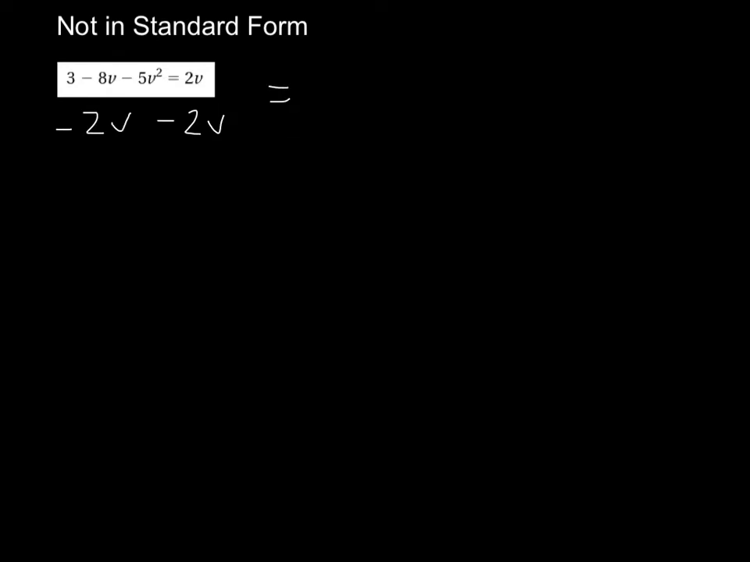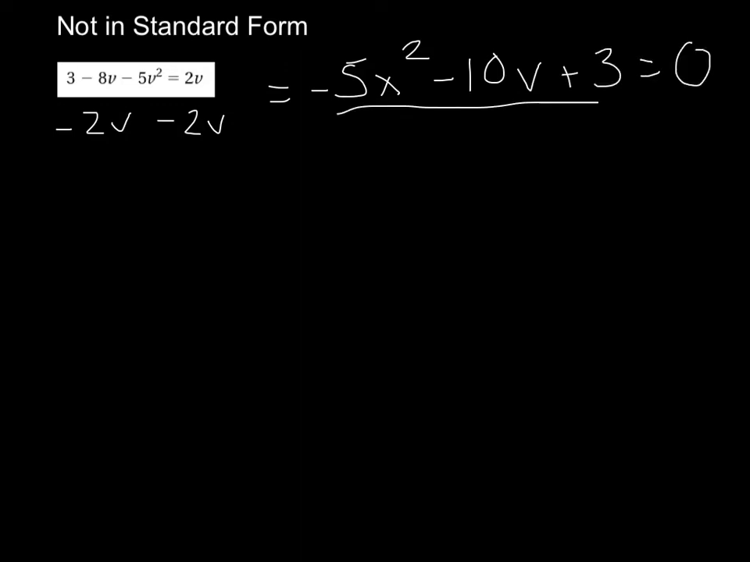So this would leave us with, I'm just going to rearrange this and put the quadratic term first, -5x squared. -8v minus another 2v is a -10v. And 3 is still just +3 equals 0. This guy is in standard form, so now we can just identify the coefficients of all of our terms. Our a value here is -5, our b value is -10, and our c value is +3.